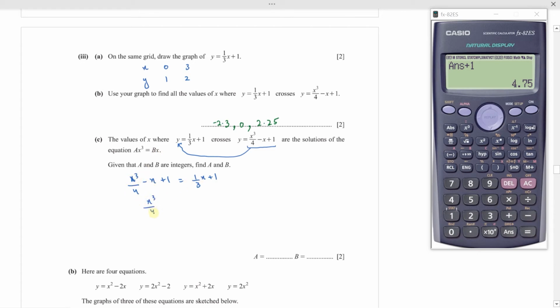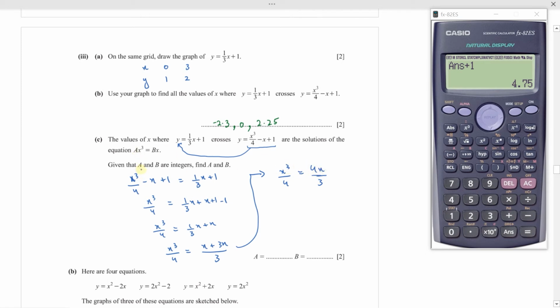So x cubed over 4 equals 1 over 3 x plus x, and this will become minus, so plus 1 and then minus 1. So this will be 0. I will get x cubed over 4 equals 1 over 3 x plus x. Now if I take the LCM on the right side, I will get x cubed over 4 equals x plus 3x over 3. So x cubed over 4 equals 4x over 3. Now you have this form where you have x cubed on one side and x on the other side.